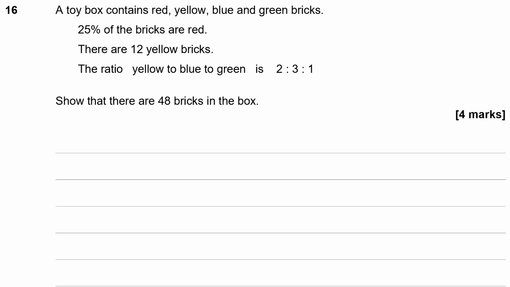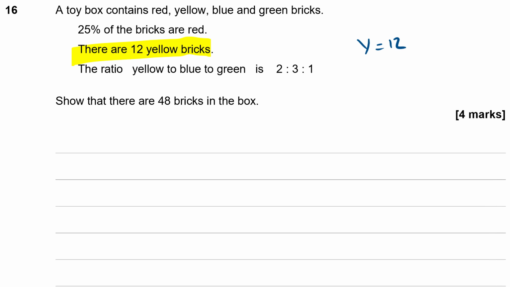Question 16. A toy box contains red, yellow, blue and green bricks. 25% of the bricks are red. There are 12 yellow bricks. The ratio of yellow to blue to green is 2 to 3 to 1. Show that there are 48 bricks in the box. So we've got four related facts that we need to try and work out. Let's start with the known fact that there are 12 yellow bricks. So y equals 12.